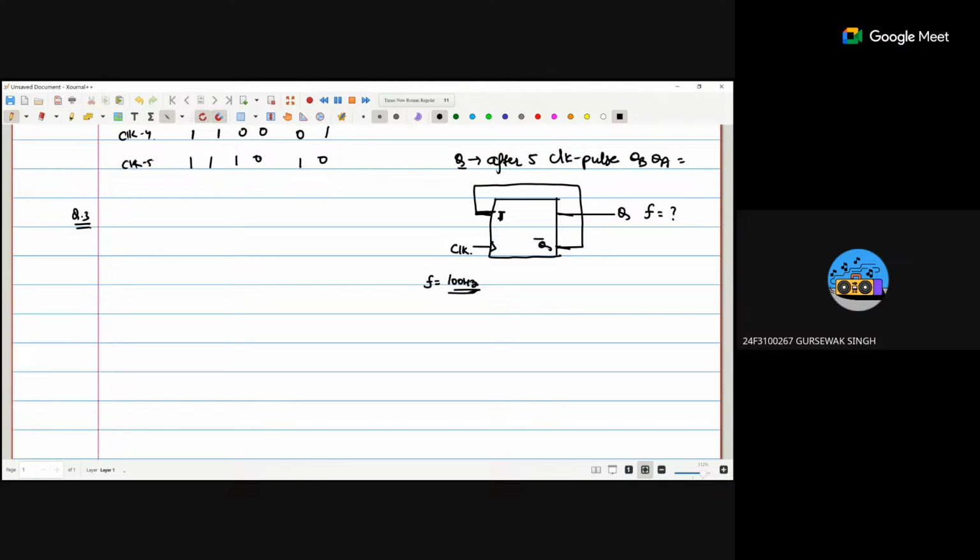What's the initial state of the flip flop? If it is not given in the question, we assume that the flip flops are in reset condition.